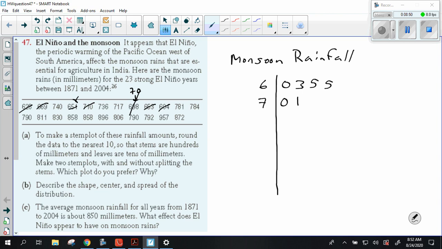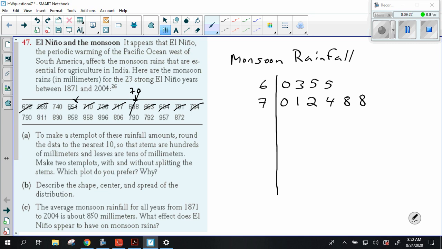Not another 7-1. That's going to become a 7-2 since we're rounding. And the next value up is this 736, which is going to become a 7-4. We've got an 8-1, an 8-4, and a 9. Let's take care of those. So 7-8-1, so there's that one. And a 7-8-4 is the other 8.